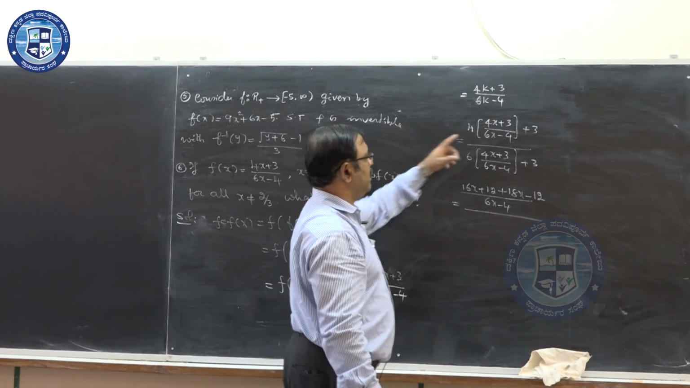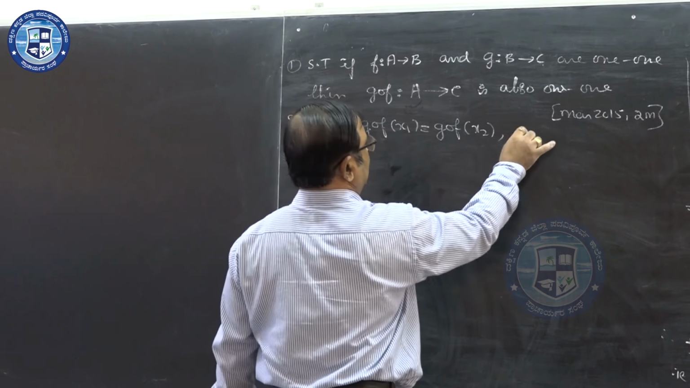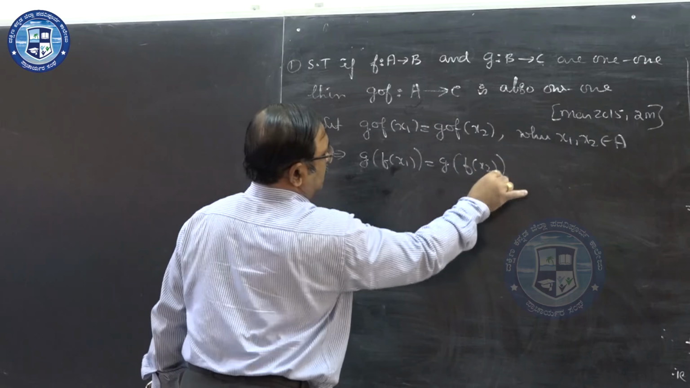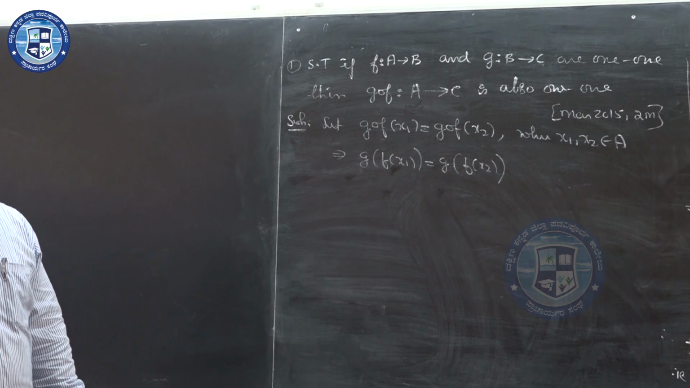Very simple. Let us consider, let g composite f of x1 is equal to g composite f of x2, where x1 comma x2 belongs to A. Now by definition, g of f of x1 is equal to g of f of x2.